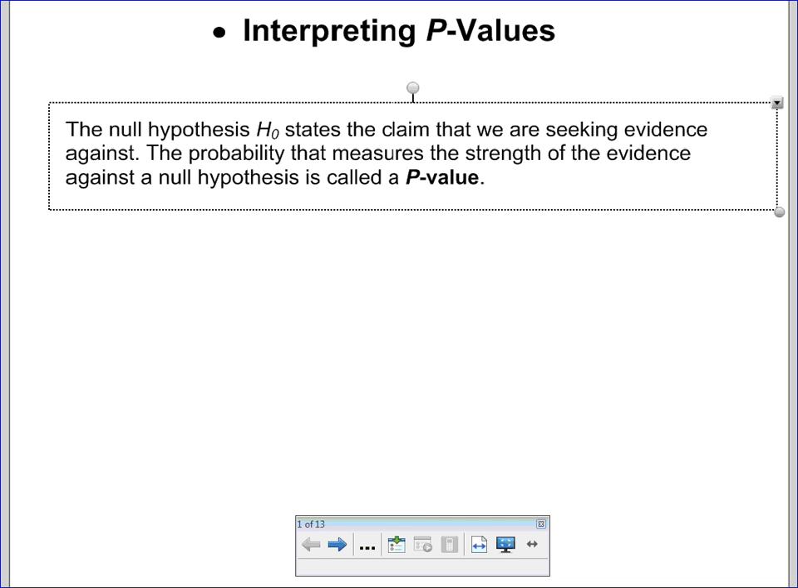So, when we do the process, at the end of the process, we'll get a number, and we're going to call that our p-value. And it's going to tell us how likely it is that our null hypothesis is true based on some claim we made. What is the probability that we would get the results that we got if the null hypothesis is true?